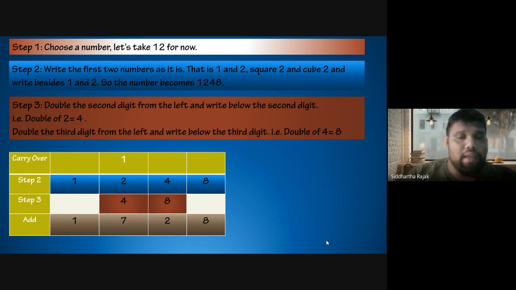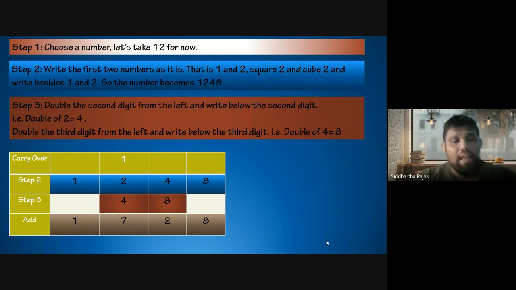And then in the two spots just after that, we write down 2 square and 2 cube, just on the right of 2. So 1 is as it is, 2 is as it is, 2 square becomes 4, and 2 cube becomes 8. So this is step number 2, right? And in step number 3, the end numbers are to be written as they are. 1 and 8 are the end numbers.